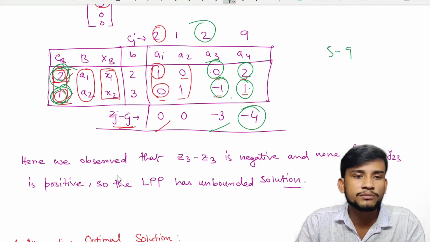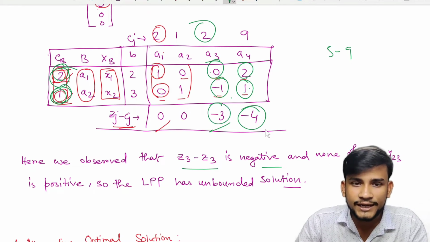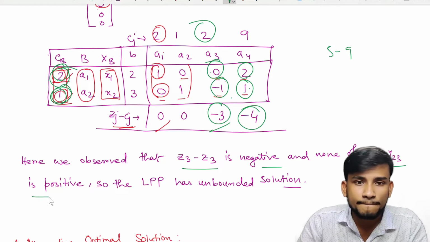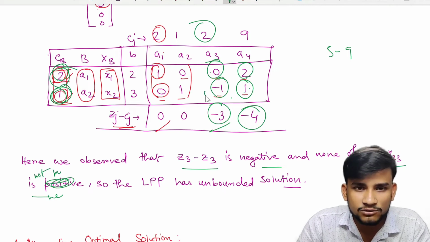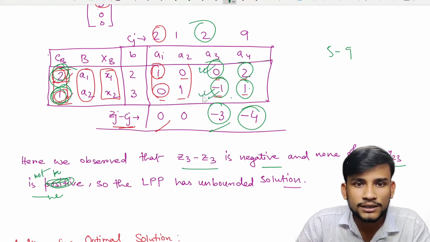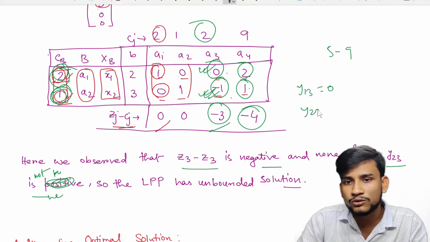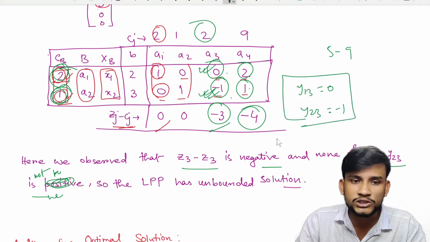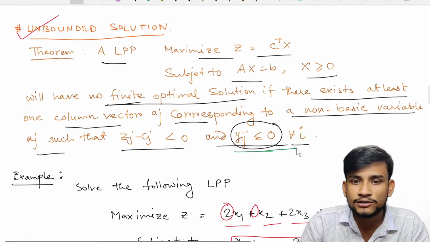Now here we observe that the z3 minus c3 term is negative, and y13 and y23 are not positive. Here y13 is equal to 0 and y23 is equal to minus 1. Therefore y13 and y23 are not positive terms. Therefore, by the above theorem, yij is less than or equal to 0 for all i.